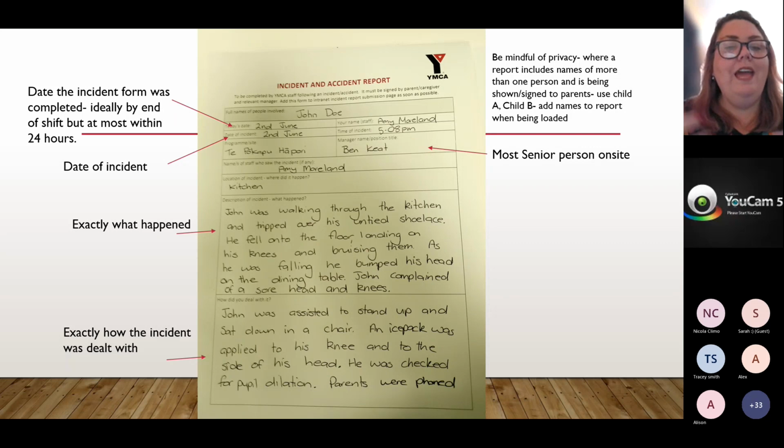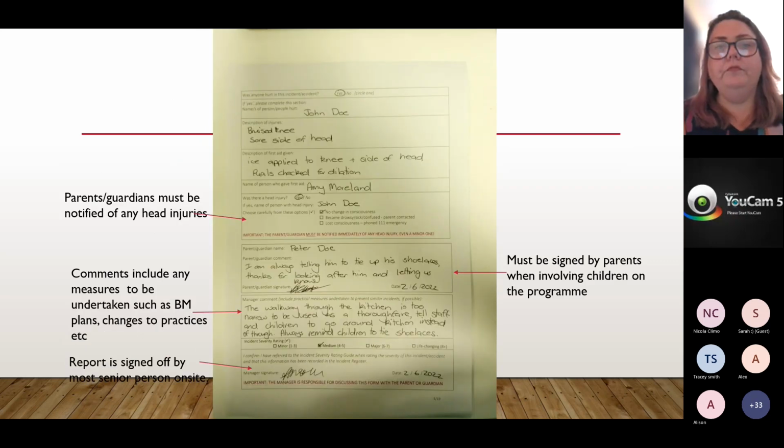The next box is how did you deal with it? You're going to put there exactly how the incident was dealt with. So John was assisted to stand up and sat down in a chair. An ice pack was applied to his knee and to the side of his head. He was checked for pupil dilation and parents were phoned. So, how did you deal with the incident? If it's behaviour, you're going to put exactly how you dealt with the incident.